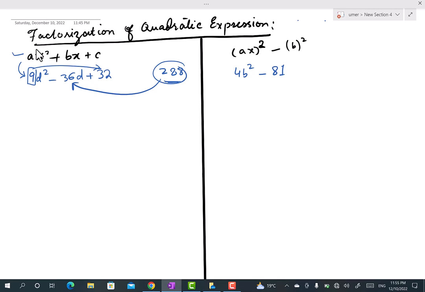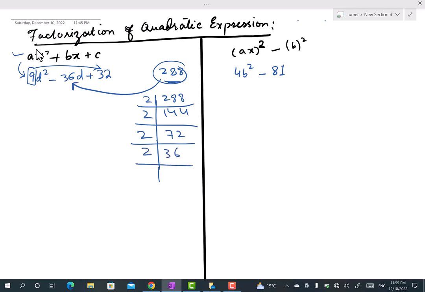So now we are checking this down. We can make factors by prime factorization as well. Two ones are two, twos are four, fours and... 36, and then 2 18s, then 2 9s, and then 3 3s. Now these are all our prime factors of this term. We will be arranging these factors in the order that they sum up to make minus 36.